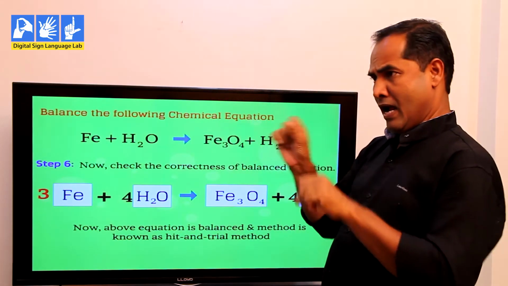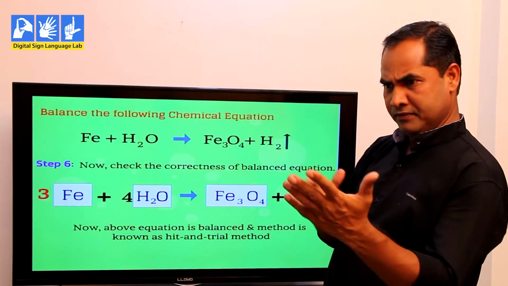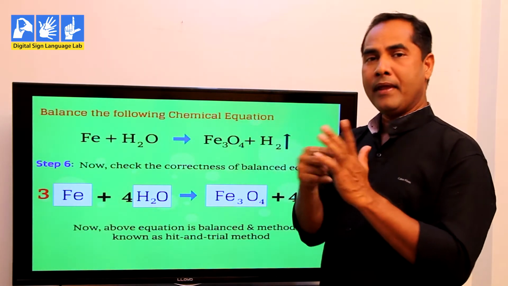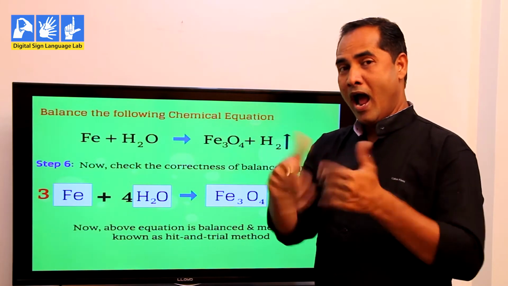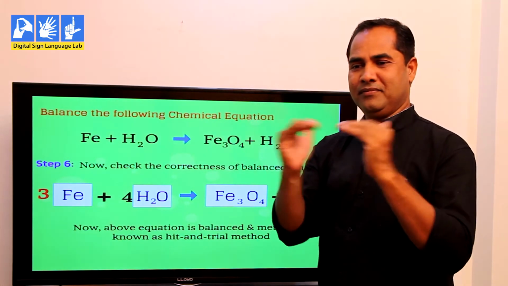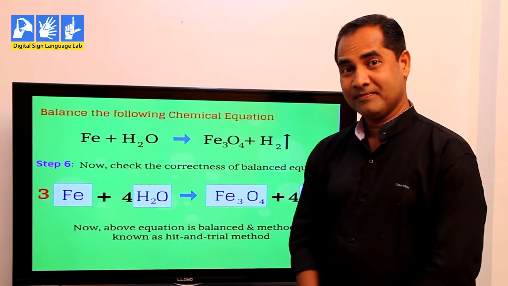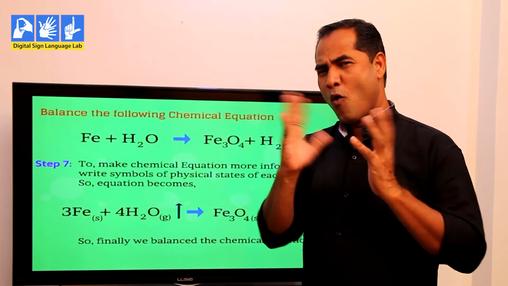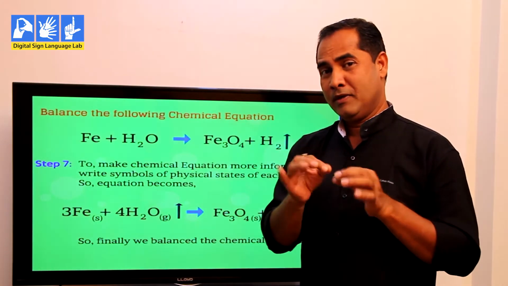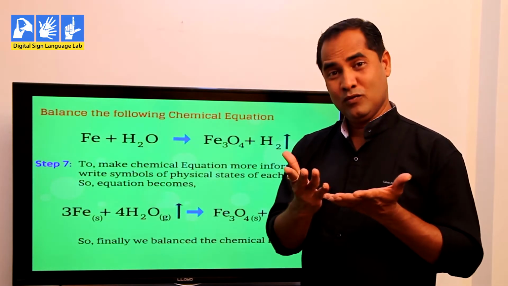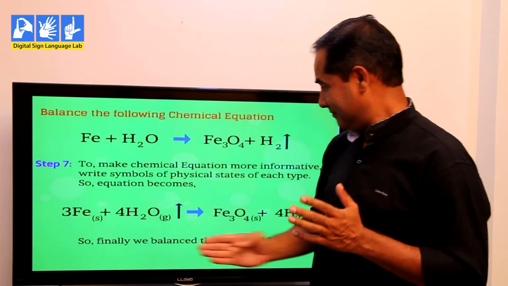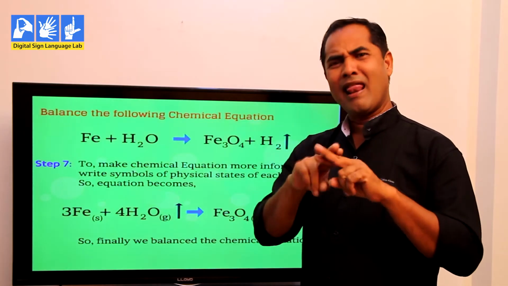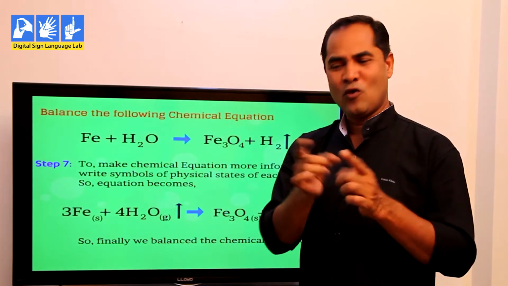Now after doing all this, let's check if the equation is balanced. Left hand side and right hand side, are they equal or not? This is how we balance an equation. Now in a chemical equation, there are certain terms, certain notations that we use. So here you see S in bracket. What does this S stand for?